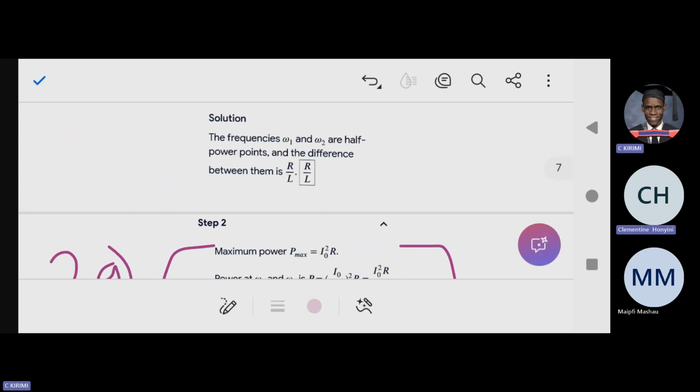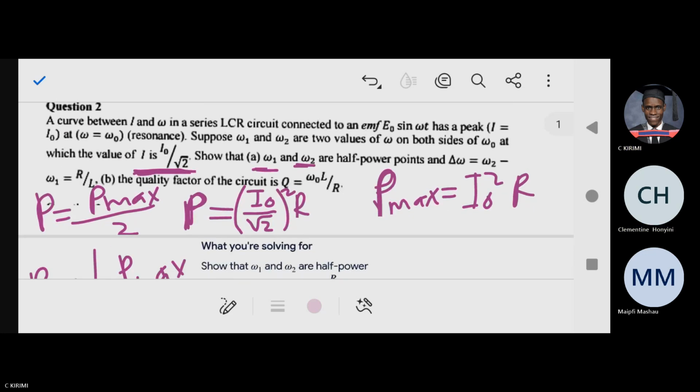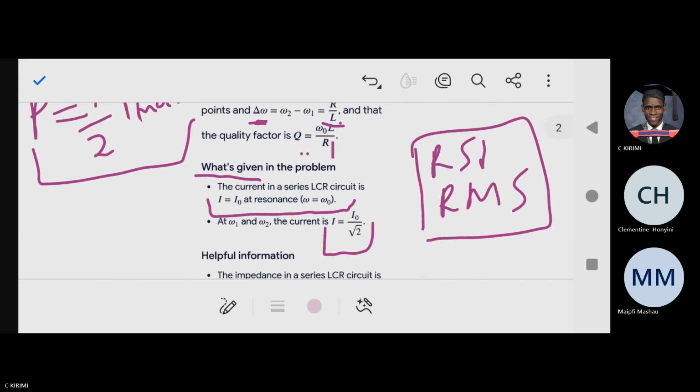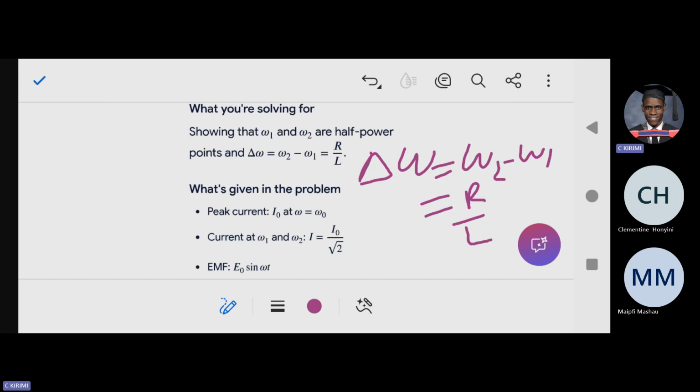Then the other one, which we are supposed to find for 2A, it's saying show that the half power points are done, and the change in omega, W2 minus W1, is the same as R over L. So we want to show that this equals W2 minus W1, and this can be simplified to R over L. That is what we want to show.